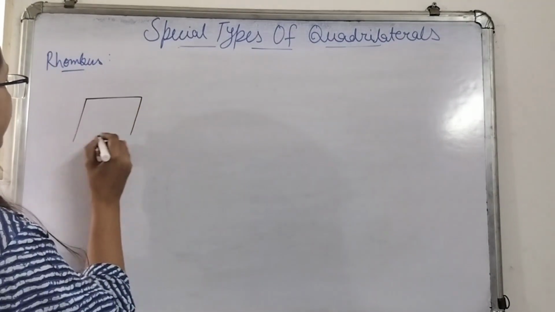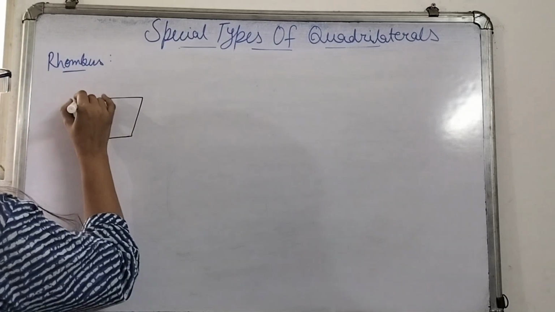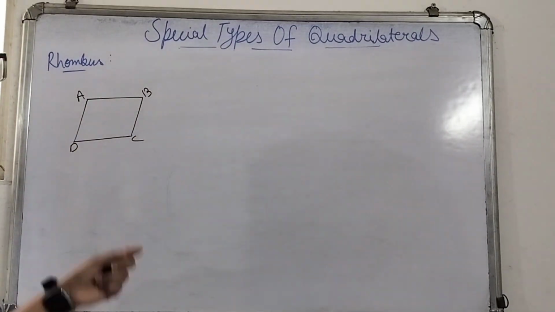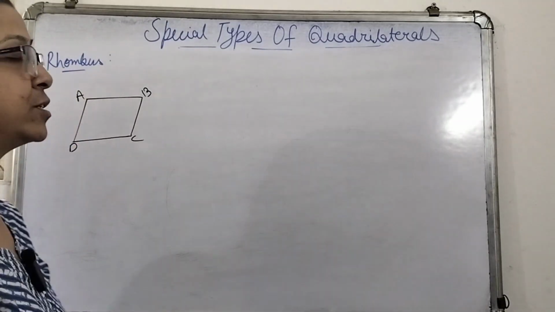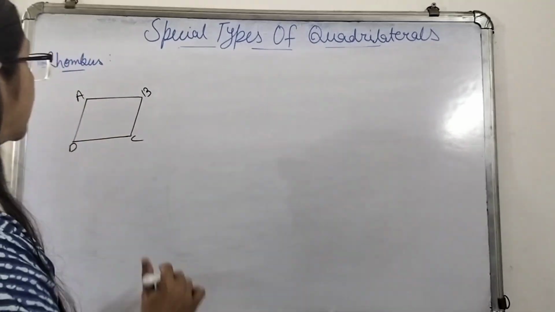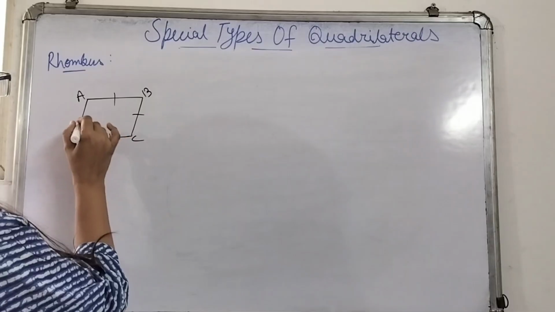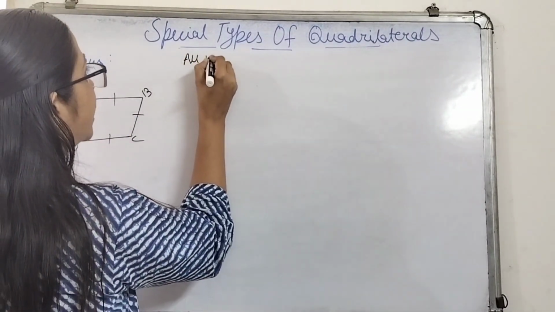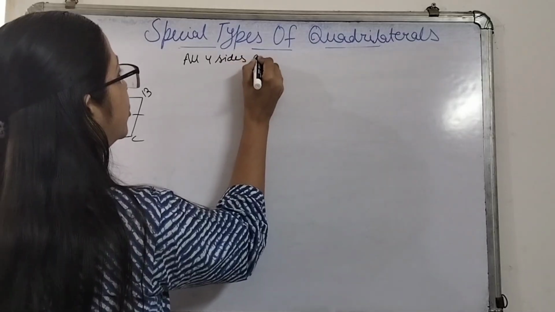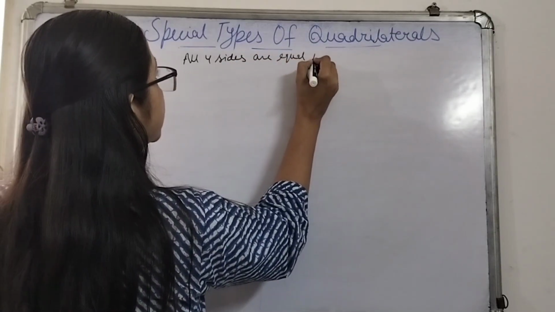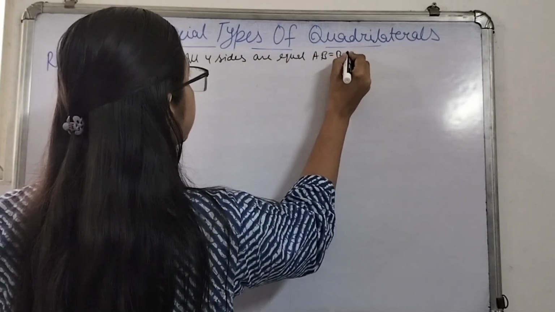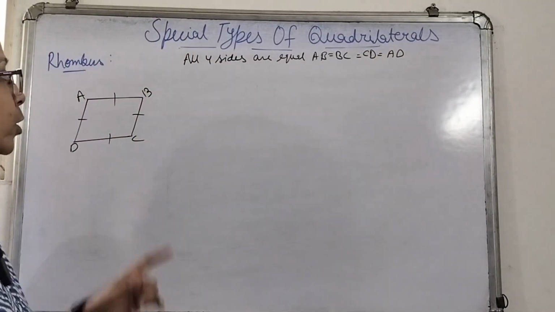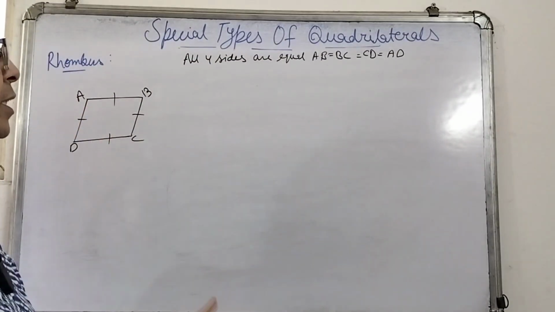Suppose we have made this as your rhombus. It is a parallelogram, as we just said that ABCD is a special type of parallelogram, that is known as a rhombus. So for the rhombus, all four sides are equal. All four sides of a rhombus are equal. That means AB will be equivalent to BC, equivalent to CD, equivalent to AD.